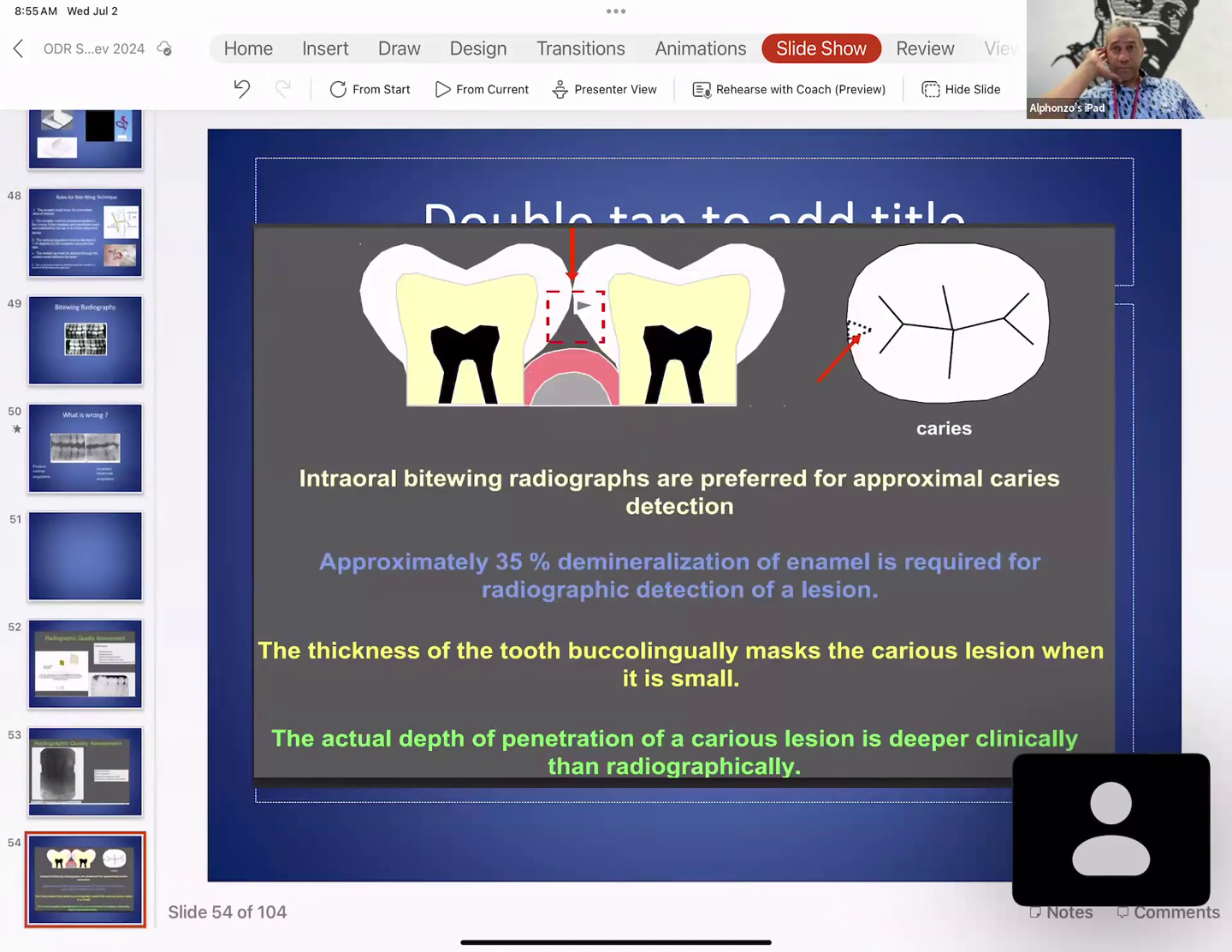Okay, we have intraoral bite wings now, and what we hope to get and what we should see. So approximately 35% demineralization of the enamel is required for radiographic detection of a lesion. Make sure you understand that concept. That number might be anywhere from 35 to 45%. Okay, so understand that you need about 60 to 65% of the tooth structure there for it to be captured.